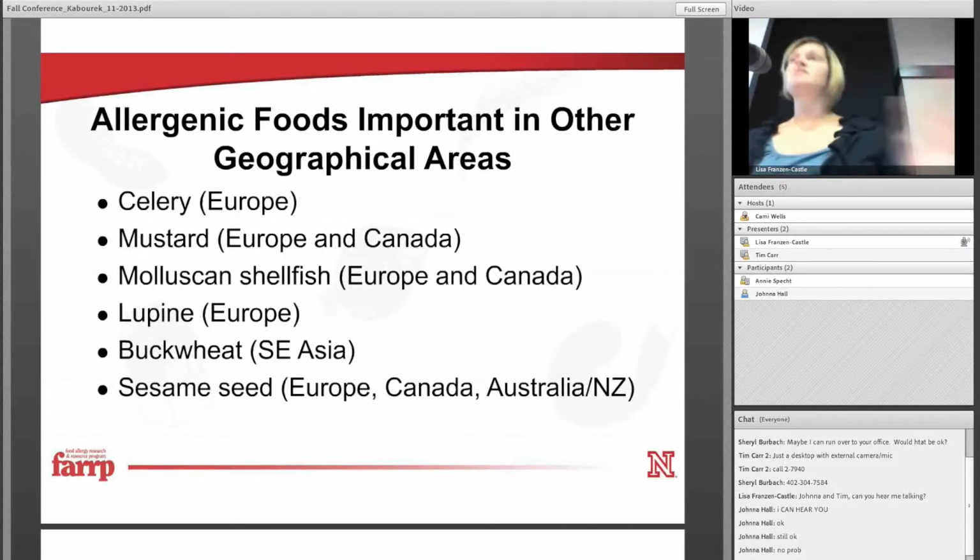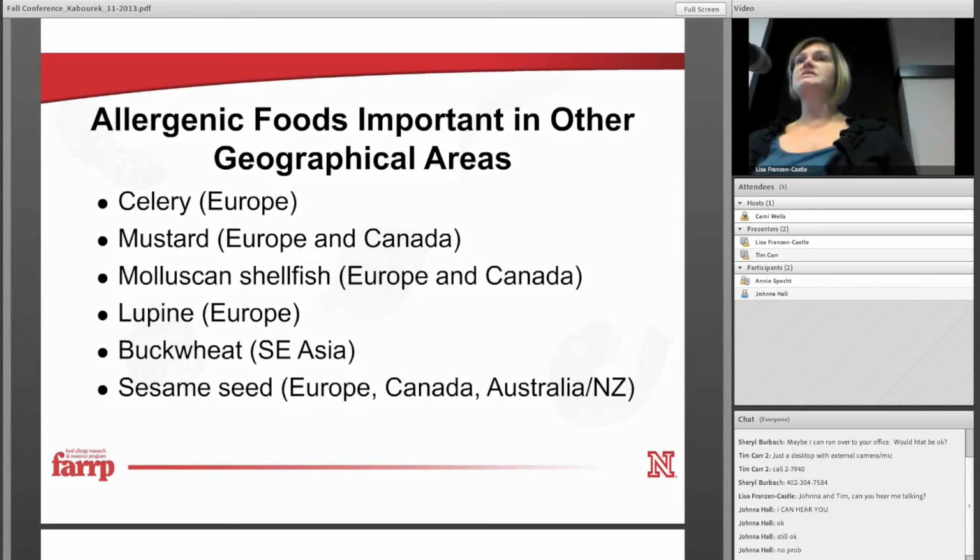Obviously, there are hundreds of other food allergies, and they're regulated in different parts of the country or different parts of the world. Depending on the foods that are in your region, you'll see a higher prevalence of allergy in that region. For example, the Mediterranean has a very high rate of fish allergy because fish is a common food in their population. Same with buckwheat in Asia. We don't generally eat a lot of buckwheat here in the U.S., but in Asia, you'll see much more buckwheat.